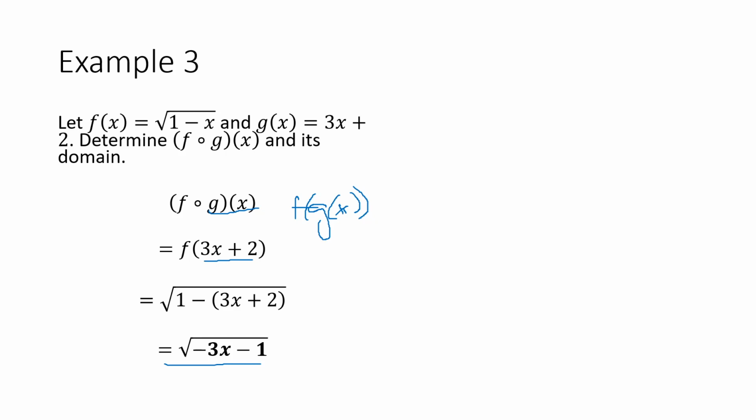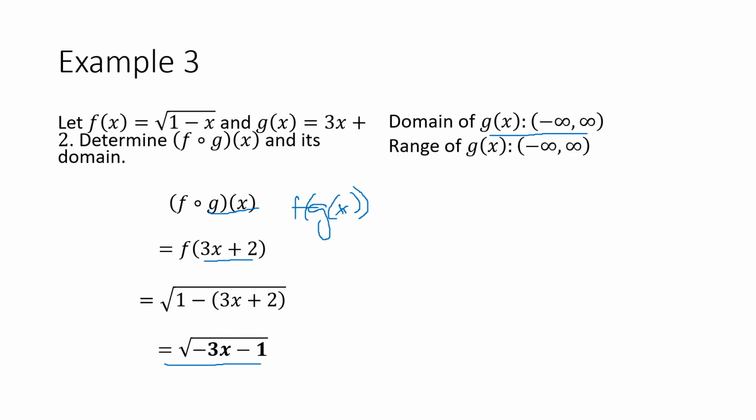Now, think about the domain here. We can see that there are going to be some problems because of that radical. So again, starting from the inside, g of x has an infinite domain, all real numbers. The range is also all real numbers. Remember, g of x is just a line. It's a linear function with a slope of 3. So all real numbers for input and output there.